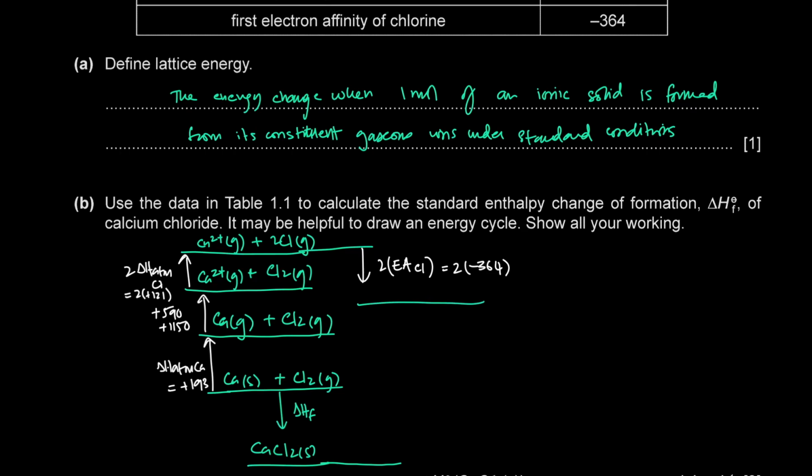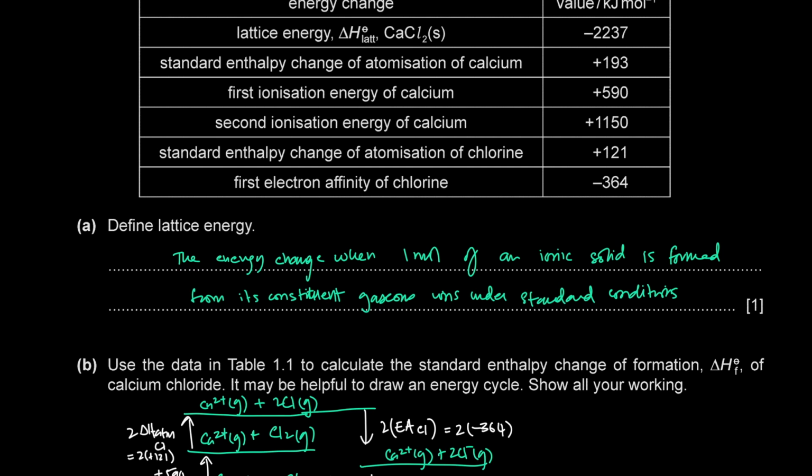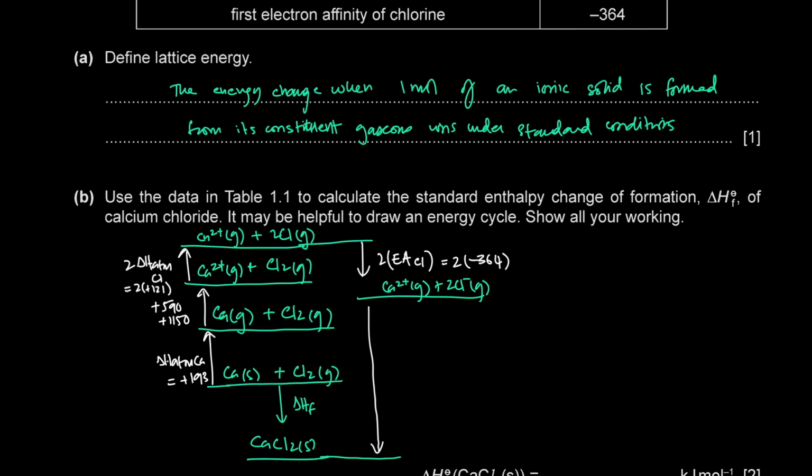So we have Ca2 plus gaseous and 2Cl minus gaseous, and then lastly the enthalpy change when 1 mole of the solid lattice is formed from the gaseous ions. That is your lattice enthalpy, which is negative 2237 kilojoules per mole. So this is minus 2237.